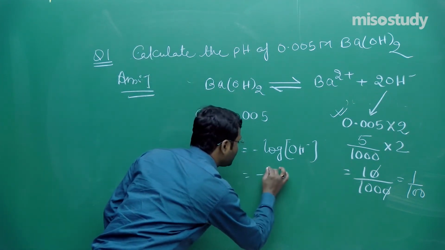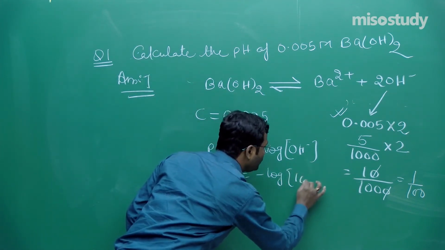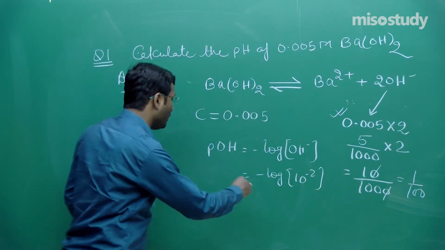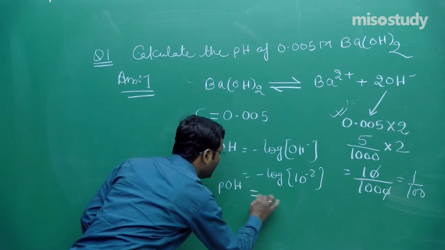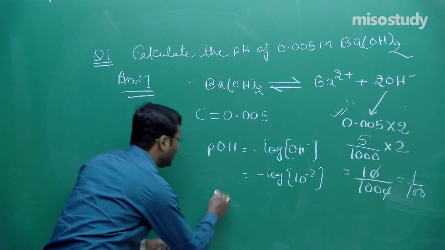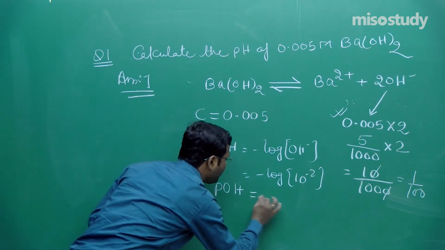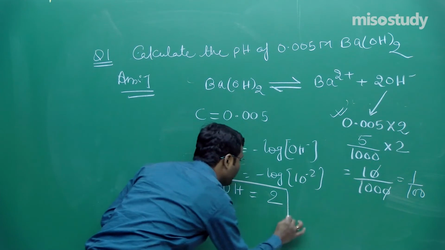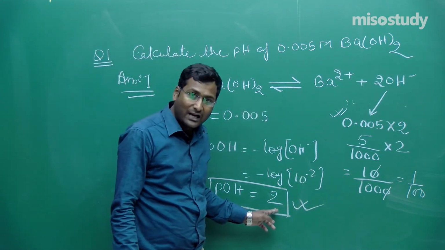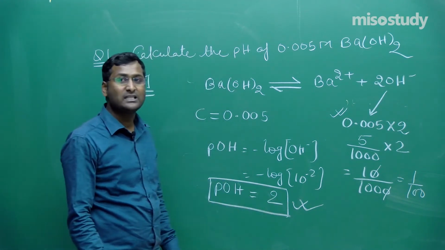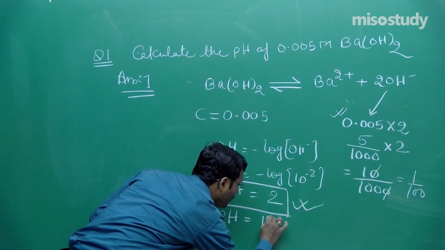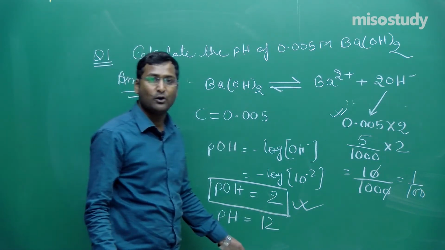Put this value, that is minus log 10 to the power minus 2, because 1 upon 100 is 10 to the power minus 2. So POH will be equal to 2. Are you getting my point? POH is equal to 2. And as we know, pH plus POH is equal to 14. So pH is equal to 12. I hope you all are getting this.